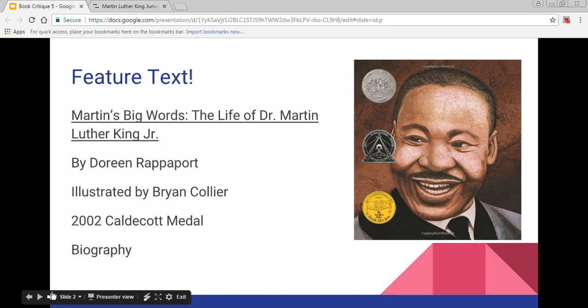The featured text that I chose for this week is Martin's Big Words, The Life of Dr. Martin Luther King Jr. by Doreen Rappaport. So this book tells the story of Martin Luther King Jr. as he grew up in a supportive household with two parents who encouraged him in love and peace. And he grew up and became a minister and a people's advocate, supporting the rights and equal treatment of all men and women. The pictures in this book beautifully illustrate the life that he lived and the legacy that he left behind. It is a 2002 Caldecott Medal winner and a biography of Martin Luther King Jr.'s life.